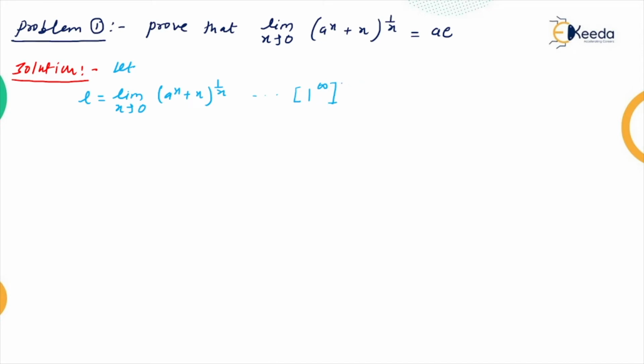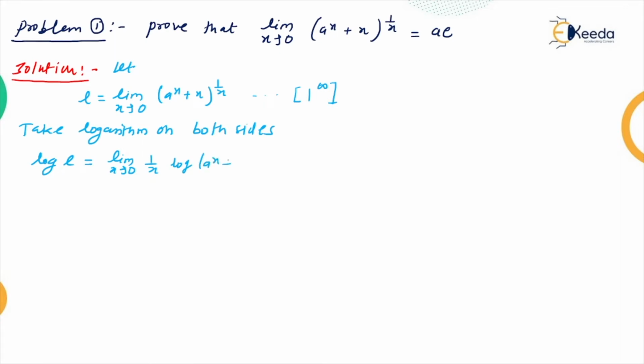Now for these power forms, we have to take the logarithm on both sides. So after taking the logarithm, log of L equals limit as x tends to 0, the power becomes multiplication, of log of (a raised to x plus x). I hope you understand this.